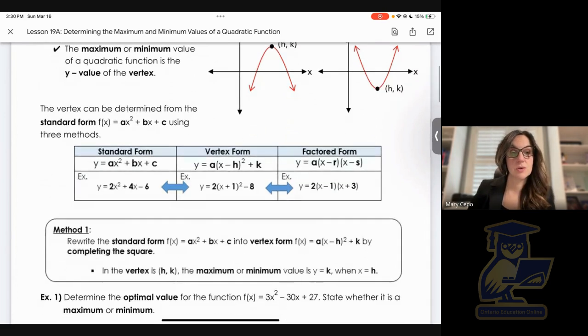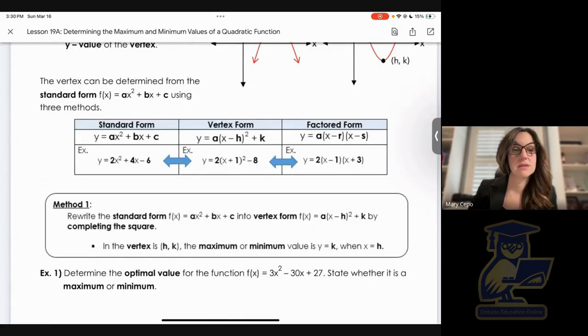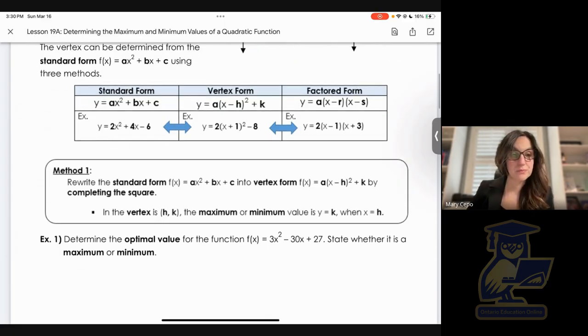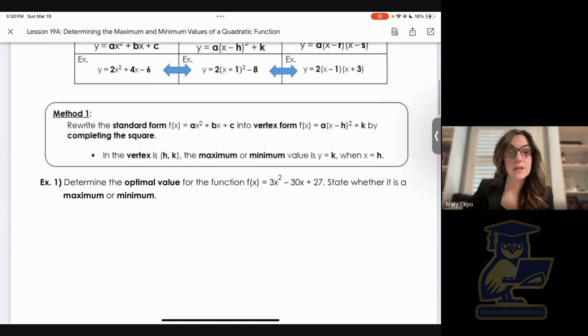The vertex can be determined from the standard form f(x) = ax² + bx + c using three different methods. So we know that we have the standard form. To go from standard form to vertex form, we would be completing the square. Then from vertex form to factored form, we would expand from vertex form to standard form and then fully factor our trinomial. Now, let's start with method one. We're going to rewrite the standard form of our quadratic function into vertex form by completing the square. By doing that, we're taking it from standard form to vertex form, and the vertex form does allow us to identify what that vertex is.